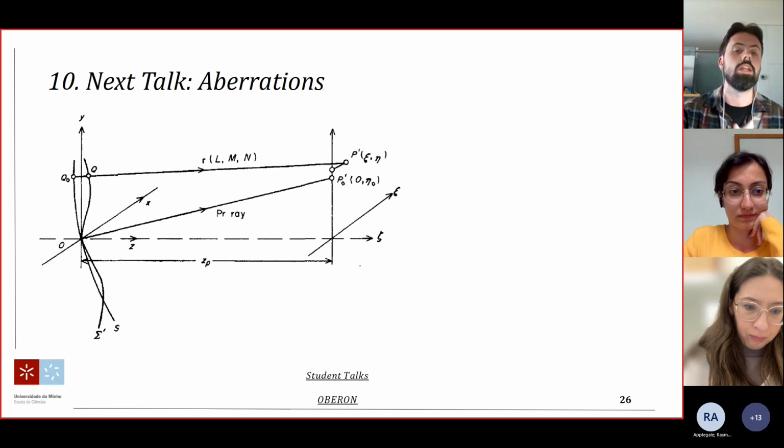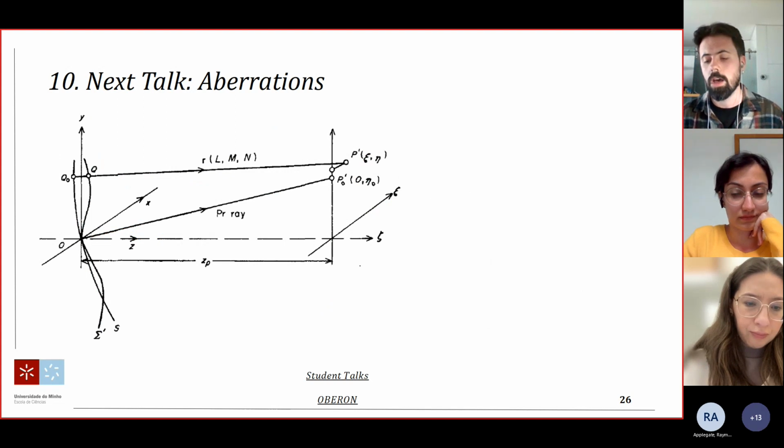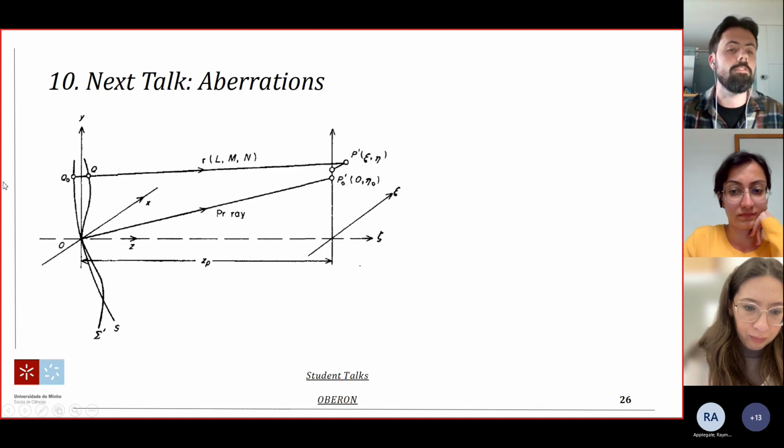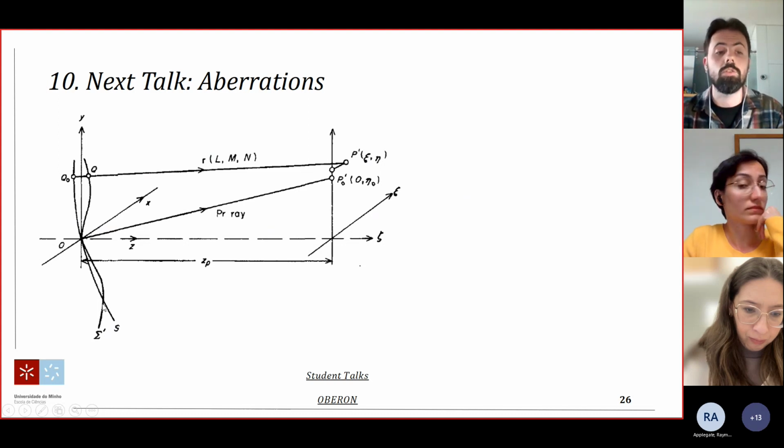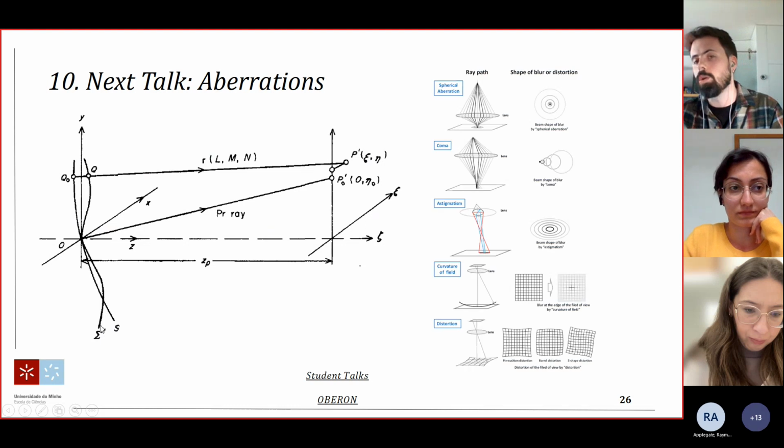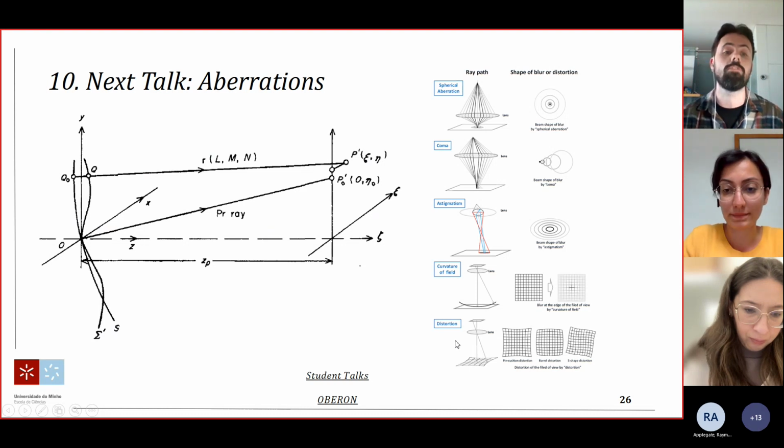And I would like to say that in the next talk, I will speak about aberrations. Now that we know what a wavefront is, these aberrations are going to be the difference between this ideal wavefront and the real one. They are going to be divided into different groups, as for example, spherical aberration, coma, astigmatism, curvature of field, and distortion. They are going to affect what is called the optical quality. So I hope to have enough time to talk about the optical quality in the next talk.